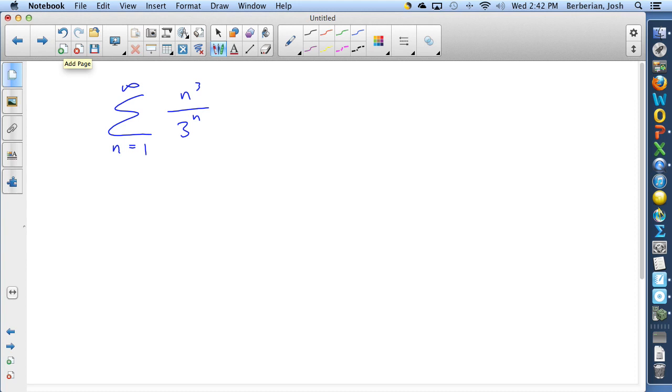Now, the first thing I think of is, can I tell if it's diverging right off the bat? In other words, what happens in the long run? Can you tell what happens to the terms? I think the numerator outpaces the denominator. N cubed's bigger than 3 to the n? I don't know about that. What kind of function is the denominator? Exponential. Exponential outpaces power functions.